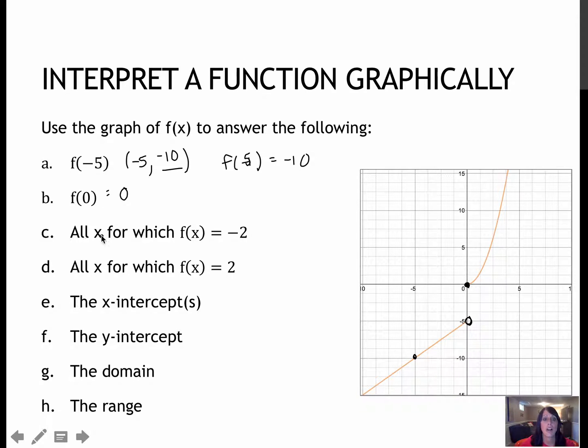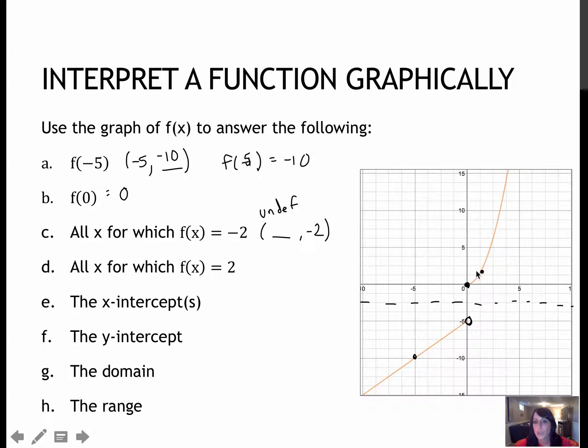This one's saying all x for which f of x is -2. So in essence, it's saying what x value would give you -2 as a y value. So looking at my y, I'm looking at -2, and I see that there's no value at -2. So this would be none or undefined.